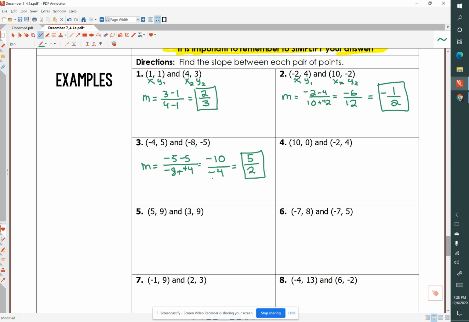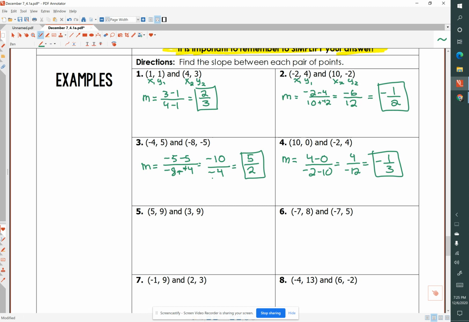So I'll do number 4 now. M equals 4 minus 0 over -2 minus 10, which simplifies to 4 over -12, which simplifies to -1/3.